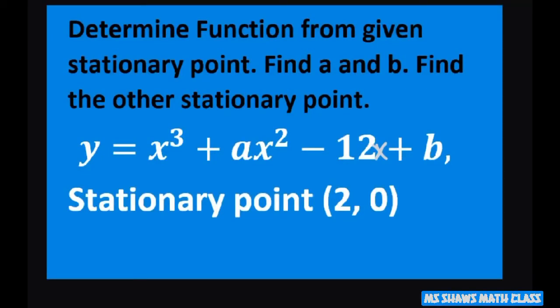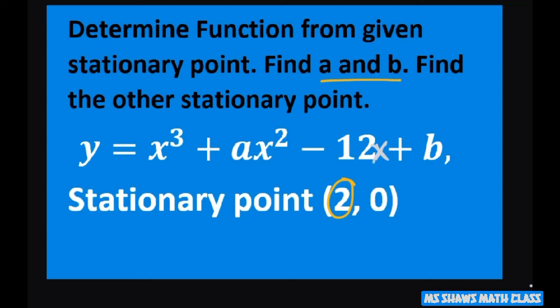Everyone, we're going to determine the function from the given stationary point, which is 2. We're going to find a and b and find the other stationary point. And when I did this, I left off this x, so there should be an x right there.